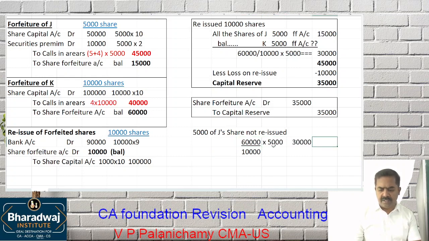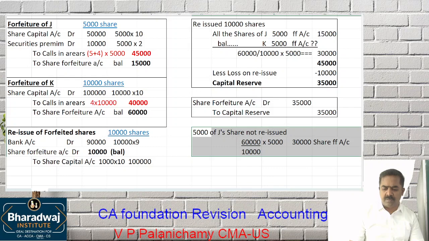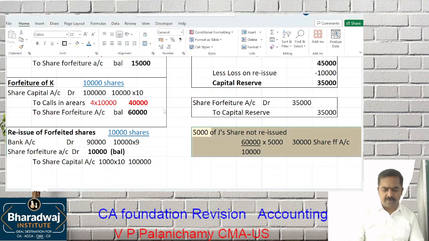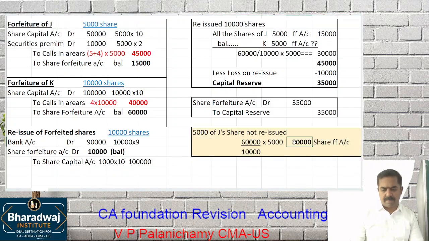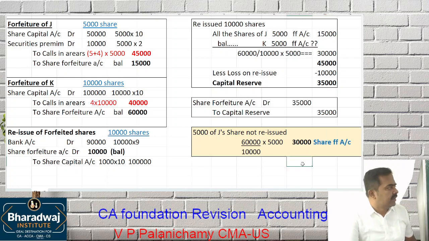30,000 rupees will be there in which account? Share forfeiture account as balance. Till those shares are reissued, this balance will be there in which account? Share forfeiture account. அது reissue பண்ற வரைக்கும் you cannot touch which account? Share forfeiture account 30,000.